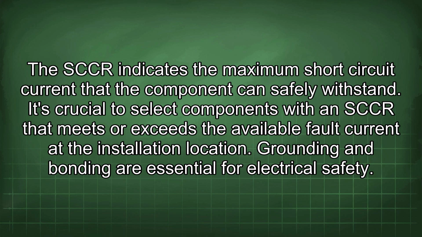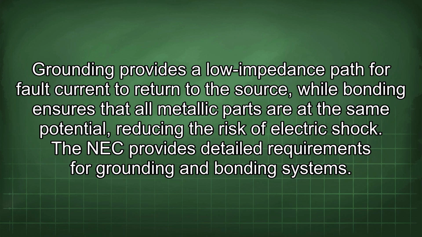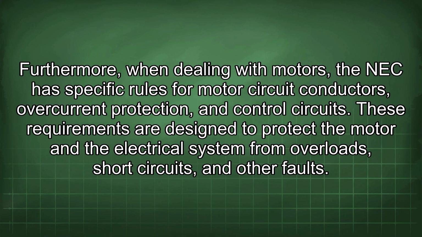Grounding and bonding are essential for electrical safety. Grounding provides a lower impedance path for fault current to return to the source, while bonding ensures that all metallic parts are at the same potential, reducing the risk of electric shock. The NEC provides detailed requirements for grounding and bonding systems. Furthermore, when dealing with motors, the NEC has specific rules for motor circuit conductors, overcurrent protection, and control circuits. These requirements are designed to protect the motor and the electrical system from overloads, short circuits, and other faults.